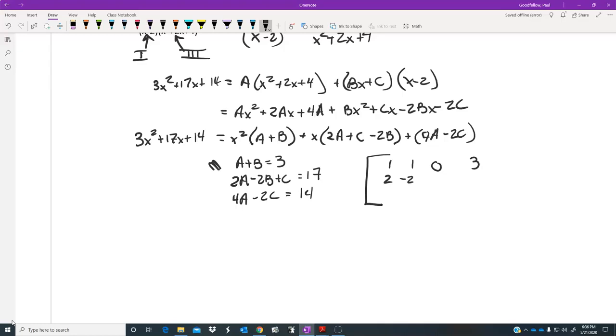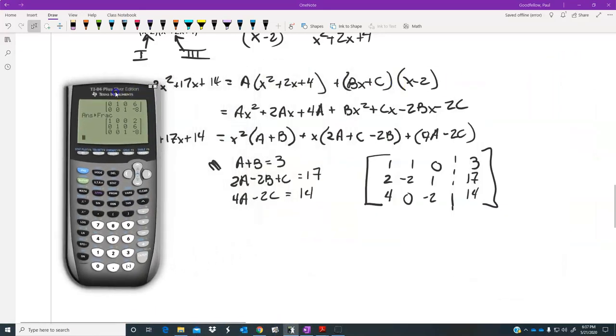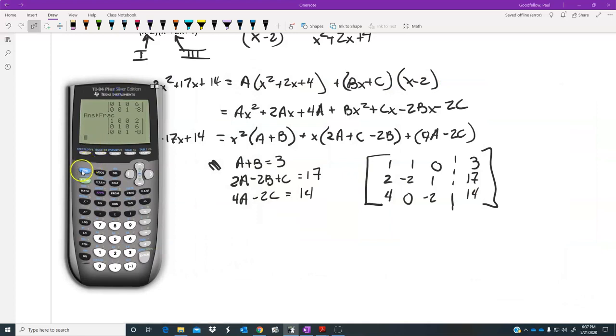Notice that I took the -2b and kind of put it in the right spot. That can be helpful as well, too. 17, 4, a 0 for the b value that's not there, -2 and 14. This is the augmented piece. And I'd put this into my row reduced echelon. Now let's see if we can come up with an answer here for A, B, and C.